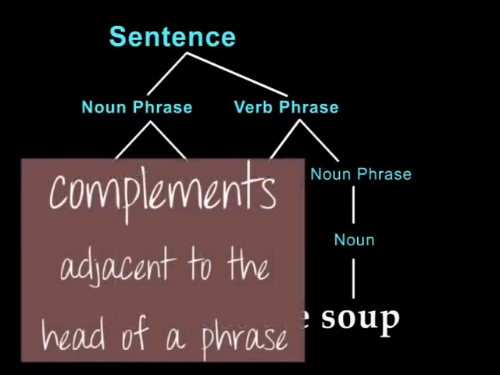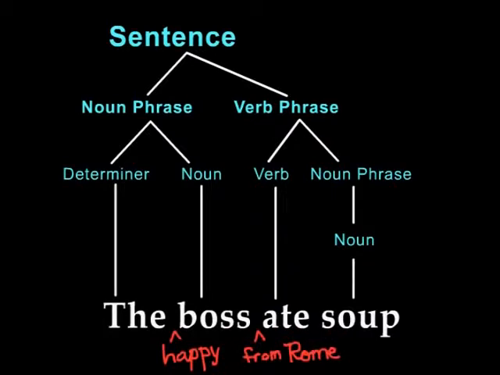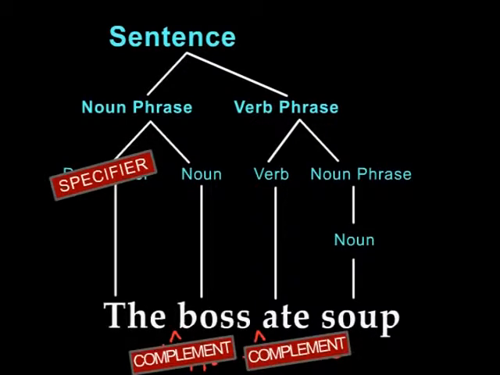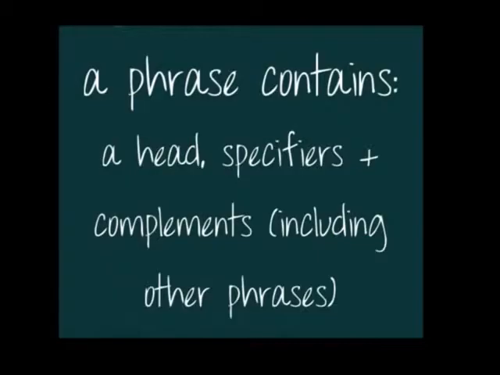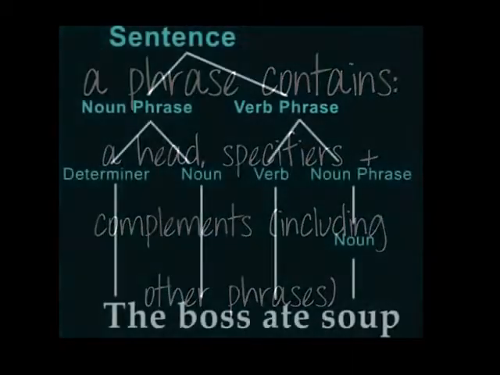Complements are sisters of the head, so they branch out next to the head word, like happy and from Rome if we added happy boss from Rome. The specifier still stays up here on the first branch of the noun phrase. Specifiers and complements are relative and found throughout the tree, just like heads. The subject of the sentence, this noun phrase here, is the specifier of this sentence node. Together, the head and the specifiers and complements make up all the material in a phrase.